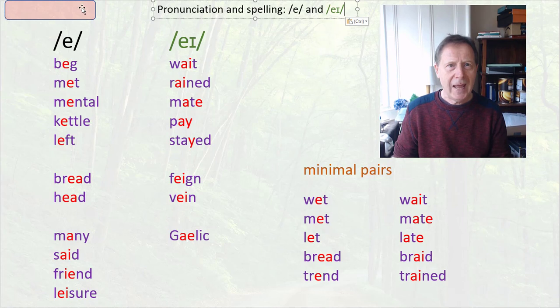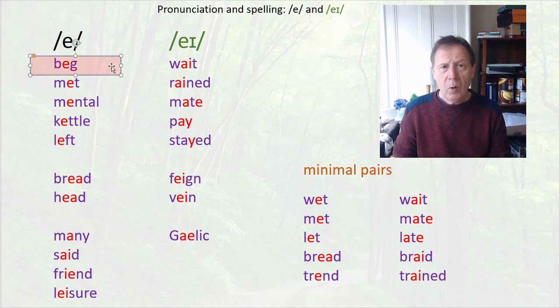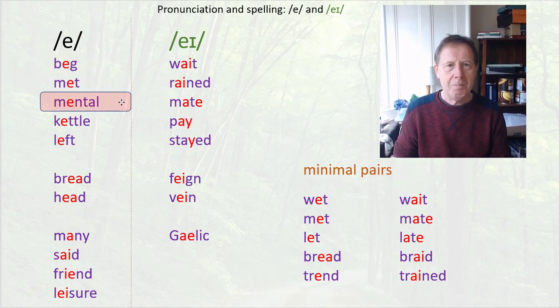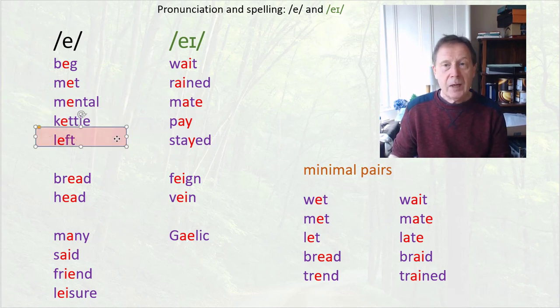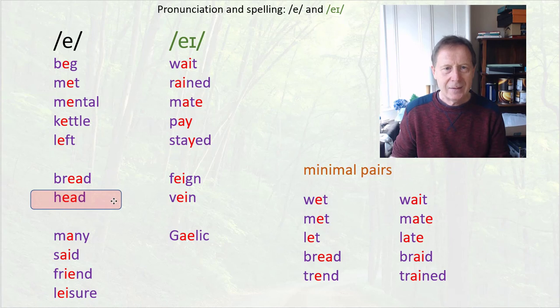The first one, e, is normally spelled with an e, and there are many words with this spelling. Beg, met, mental, kettle, left. This is the standard spelling. Now there are of course irregular spellings, for example, bread, head.